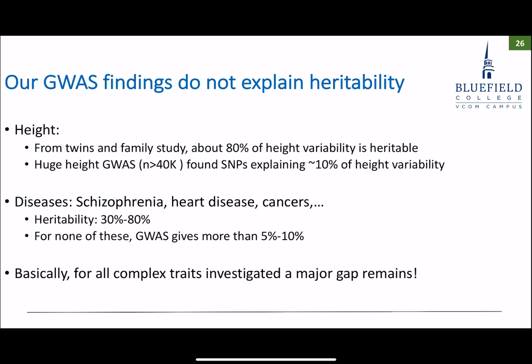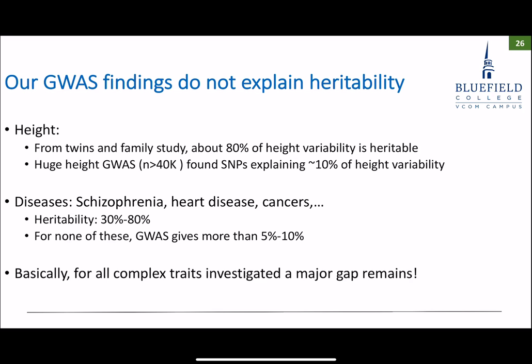Same with schizophrenia, heart disease, cancers. The heritability is high, between 30 and 80% for those, but GWAS accounts for only between 5 and 10%. So basically, for all complex traits investigated, there is a major gap, and there is some disappointment related to GWAS. So where is all the heritability? This is the case of the missing heritability, and there are some speculations.